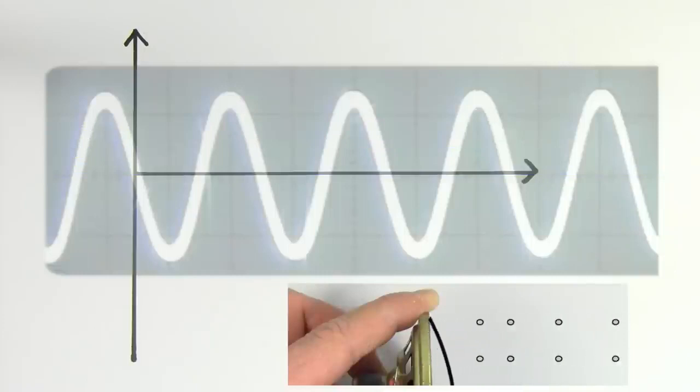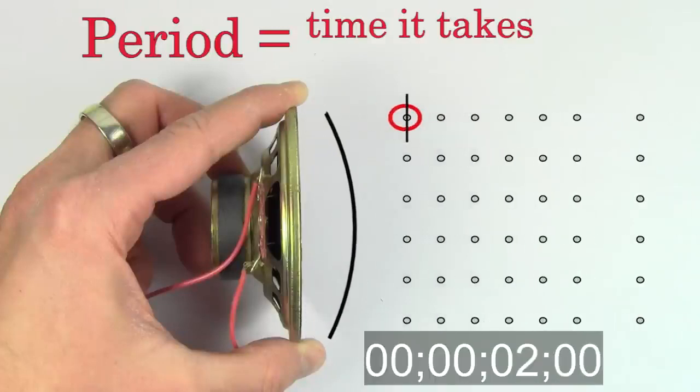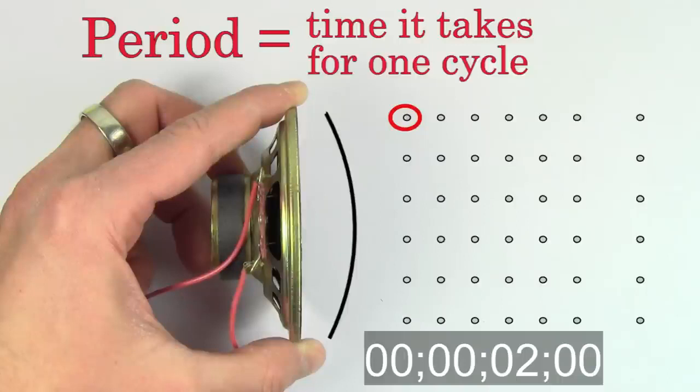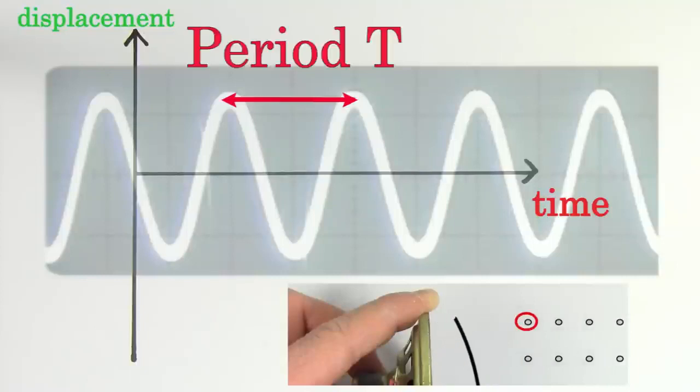The period is defined to be the time it takes for an air molecule to fully move back and forth one time. We call this back and forth motion a cycle. We measure the period in seconds, so the period is the number of seconds it takes for one cycle. We use the letter capital T to represent the period.